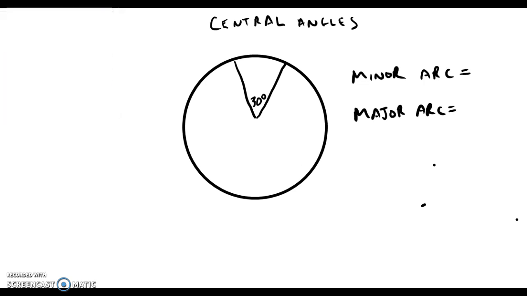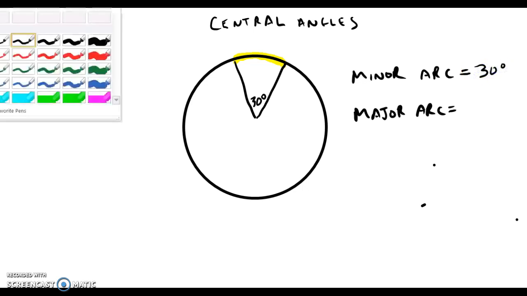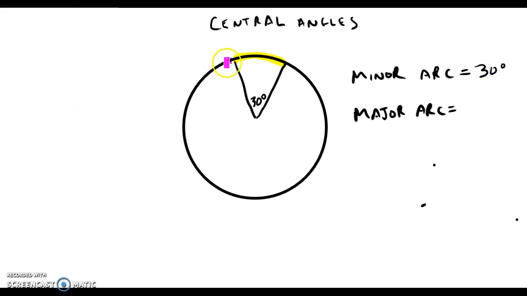Okay, so here's the minor arc. So if the central angle is 30 degrees, easy, the minor arc is 30 degrees. And that makes the major arc 360 minus 30 degrees. So the major arc is always the bigger arc, and I'm going to highlight that in pink. Here's the major arc, and that's going to be 330 degrees.